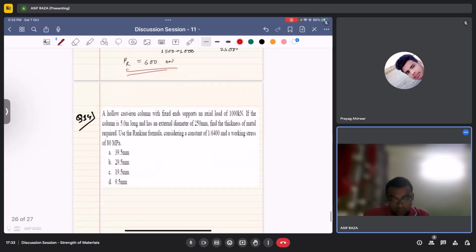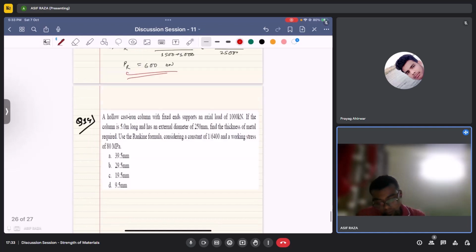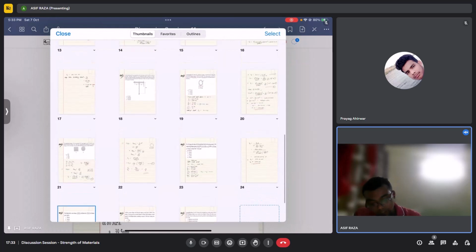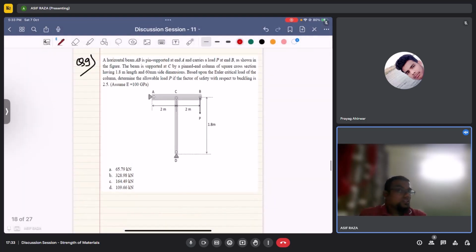Moving on to the next question. Okay, before that, we'll solve this question which I left earlier. Yeah, this question, question number 9. This is a question which I think is similar to what is given in assignment number 11, so it would help you. So please look carefully.